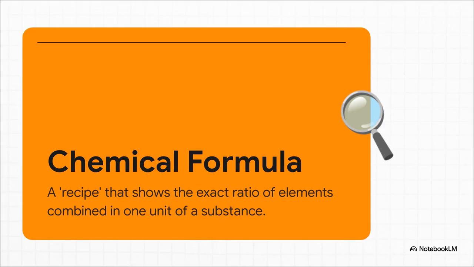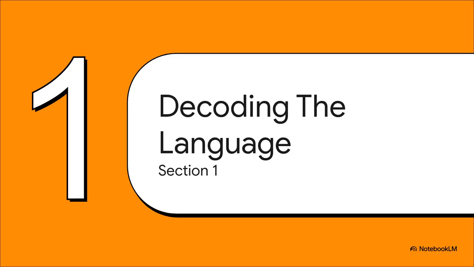So, to put it officially, a chemical formula is that recipe. It shows you the exact ratio of elements, the ingredients, that you need for one single unit of a substance. It's super precise. It tells you exactly what's in there and exactly how much of it. All right, section 1, decoding the language. Before we can start writing our own chemical recipes, we've got to learn how to read the ones that already exist. So let's get into it.